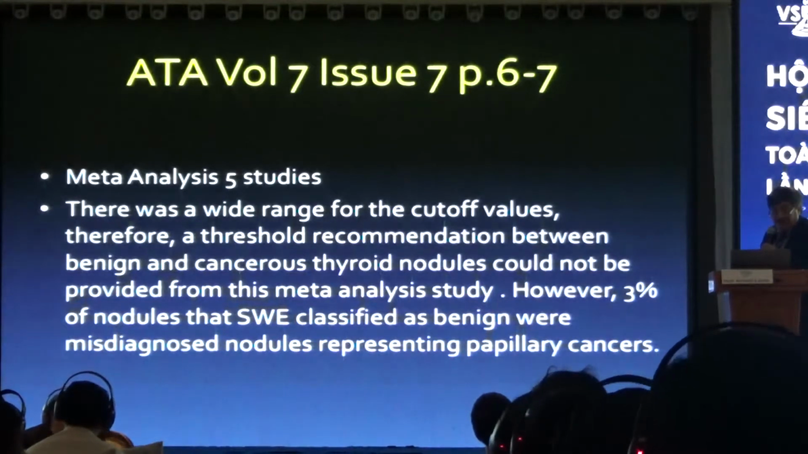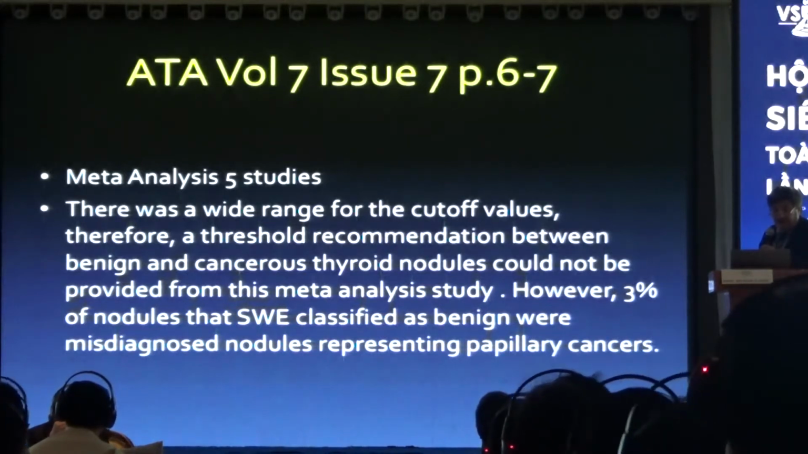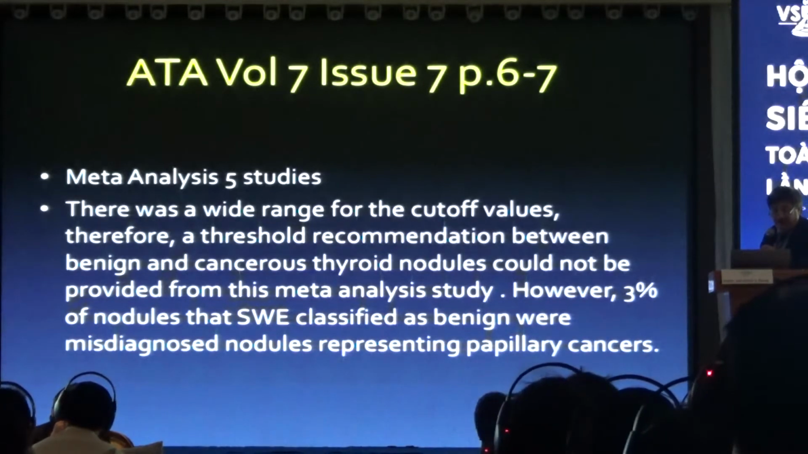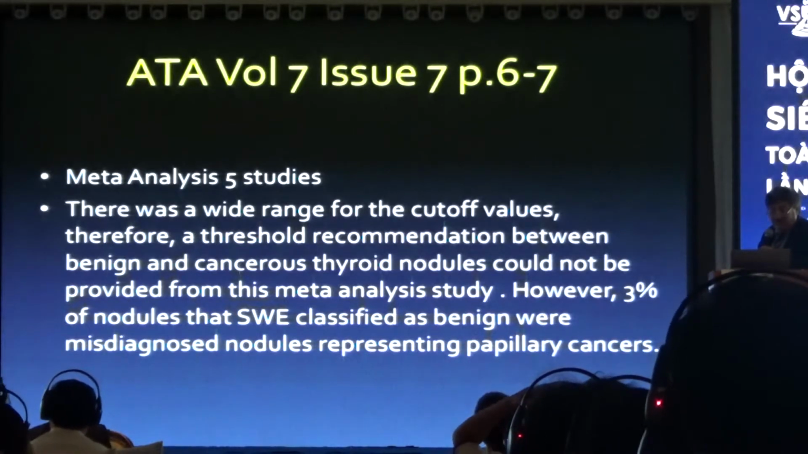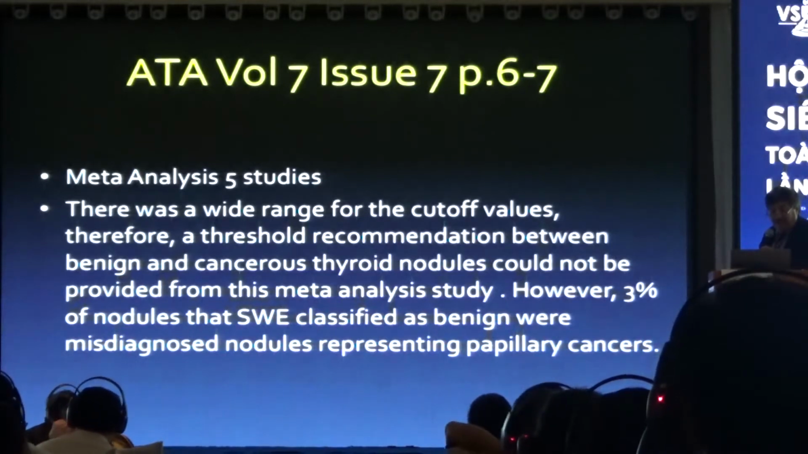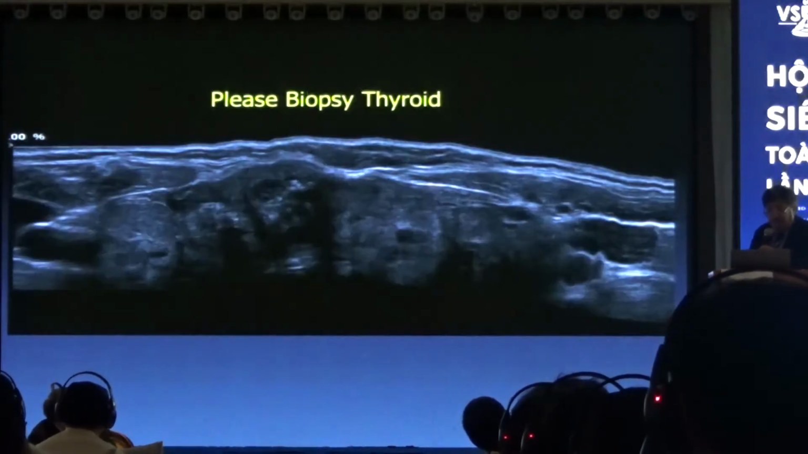The American Thyroid Association did a meta-analysis, and their conclusion was there was a wide range of cutoff values, therefore a threshold recommendation between benign and cancerous thyroid nodules could not be provided from this meta-analysis study. However, 3% of nodules that shear wave classified as benign were misdiagnosed nodules representing papillary cancer. And our experience is actually even higher than 3%.